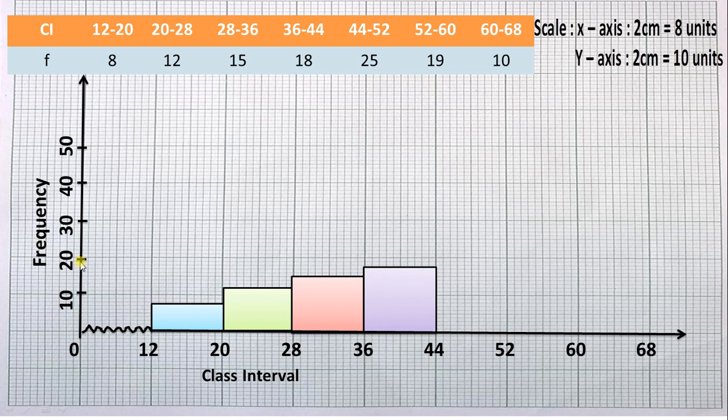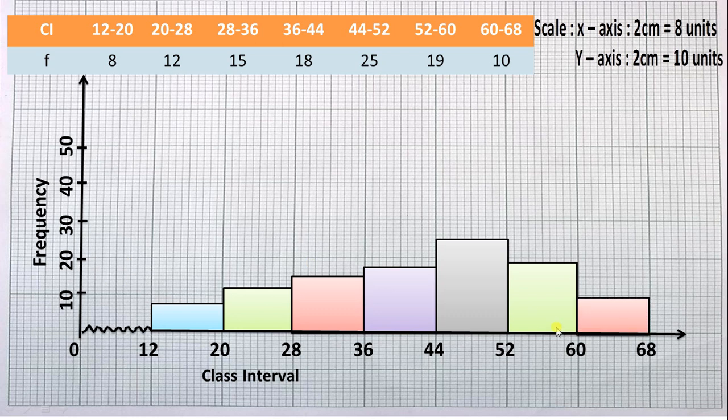18 is just 2 lines below 20. 44 to 52, 25. Between 20 and 30, the middle line is 25. 52 to 60, it is 19. Just 1 line below 20. And 60 to 68, it is 10. By this we have completed the first 4 problems of exercise 23.